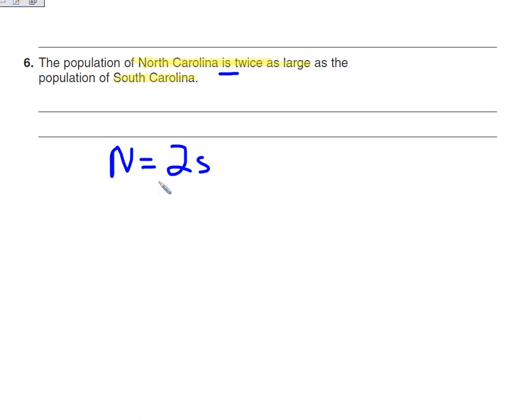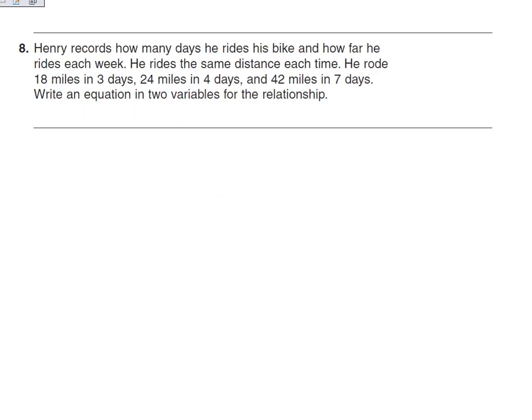Okay, let's go ahead. Ooh, here we got a monster here. Henry records how many days he rides his bike and how far he rides each week. He rides the same distance each time. He rode 18 miles in 3 days, 24 in 4 days. So I can do my little chart. What happens to 3 to give me 18? Well, that's if I times it by 6. 4 times 6 is 24. 7 times 6 is 42.